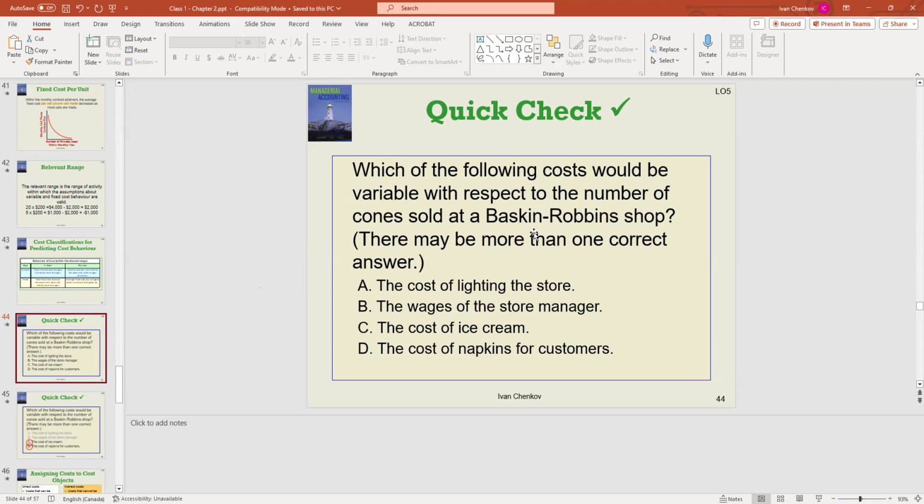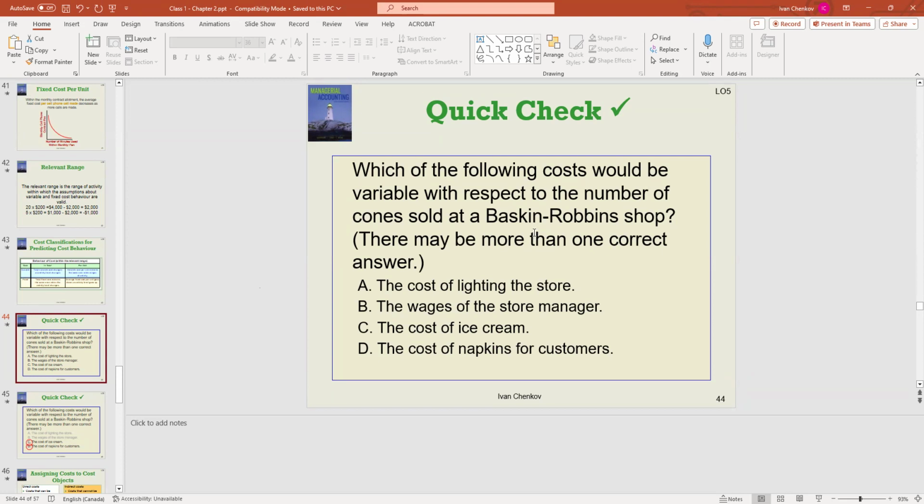So let's see this question. Which one of the following costs will be variable with respect to the number of cones sold at the Baskin-Robbins shop? You know what the Baskin-Robbins shop is, what they're selling. They're selling ice cream. They have a store in Metrotown. So let's see which one of those below are variable. Cost of the lighting in the store, is that a variable cost? What do you think?